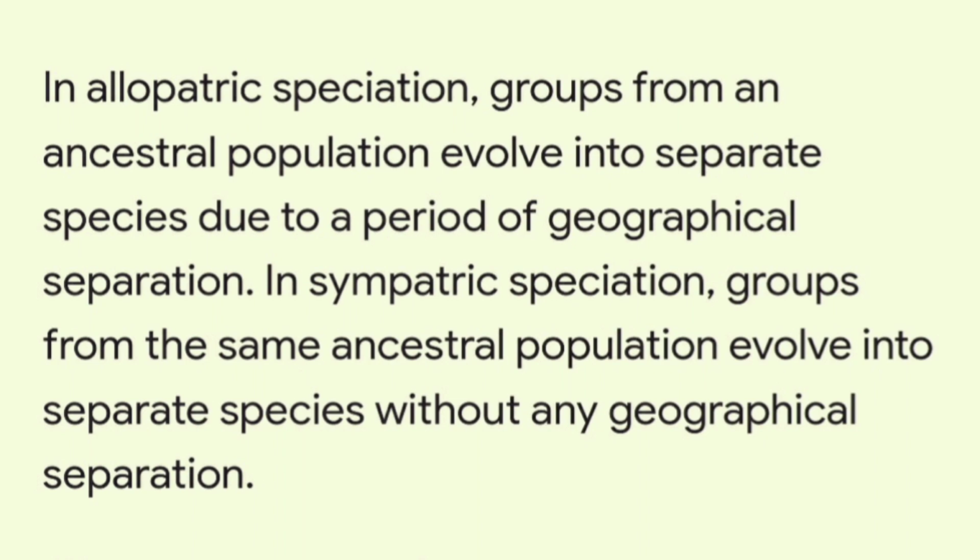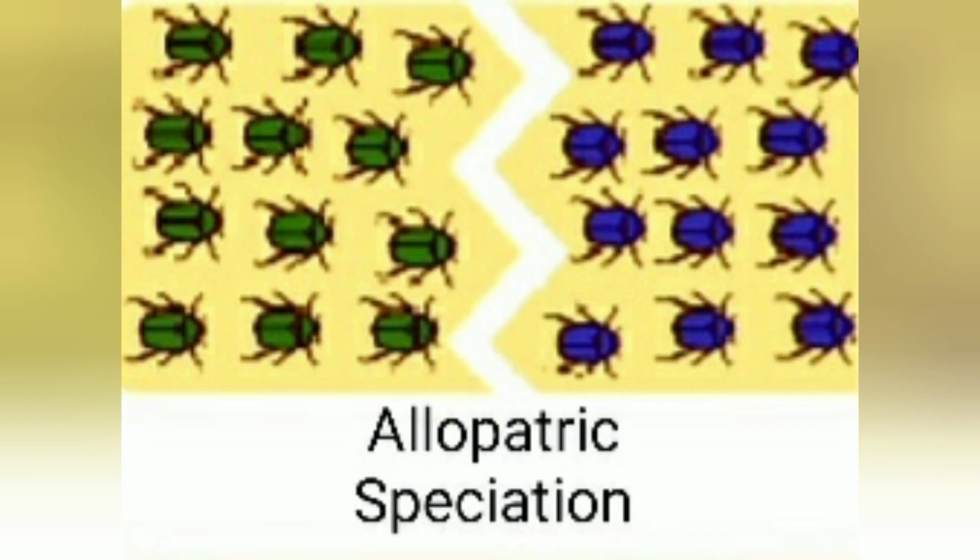In allopatric speciation, groups from an ancestral population evolve into separate species due to a period of geographical separation. Two populations are formed as a result of a geographical barrier, that is, the two populations are geographically isolated. This leads to reproductive isolation, and the two isolated species are pretty large. One important point to be kept in mind here is that character displacement will not take place.